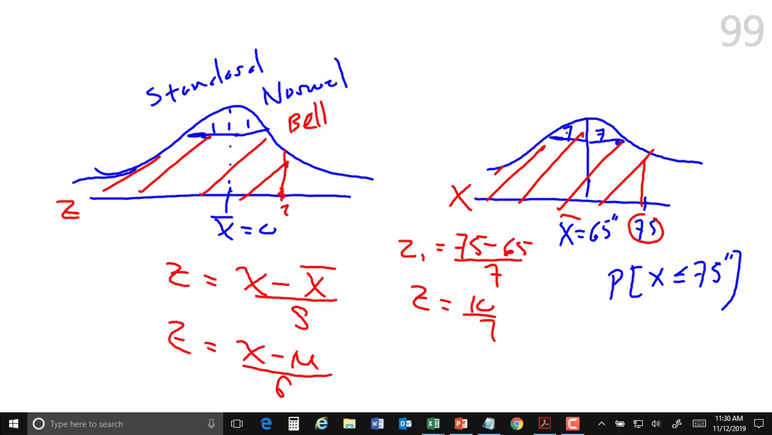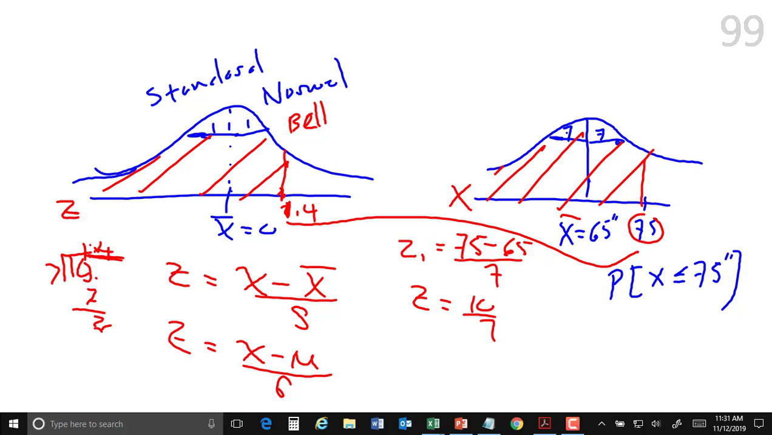So 10 over 7, what do we got? That'll go once, and then 30, so let's see, 4. Something around 1.4, roughly 1.4. So I'm saying that this point here is 1.4, which is equivalent to this one. But this is random variable X. Now we're in random variable Z's.